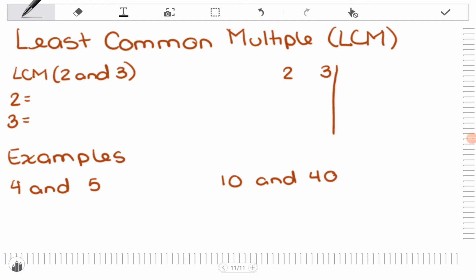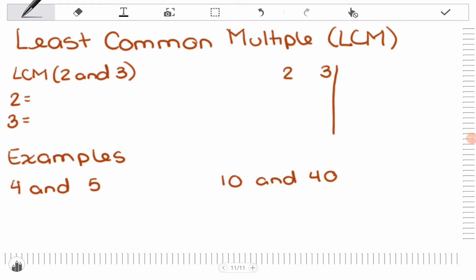Okay, so today's topic is called least common multiple. As its name says, you have to find the multiples and then the common multiples, and from those common multiples, look or search for the least one, the smallest one. That's the explanation of least common multiple. From now on, we're going to call it LCM, least common multiple.